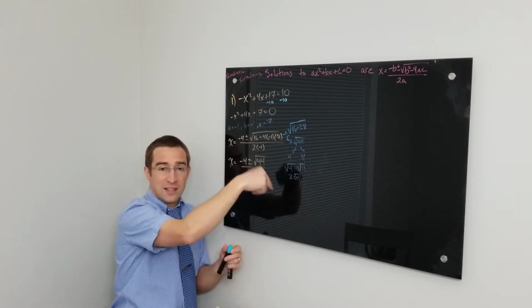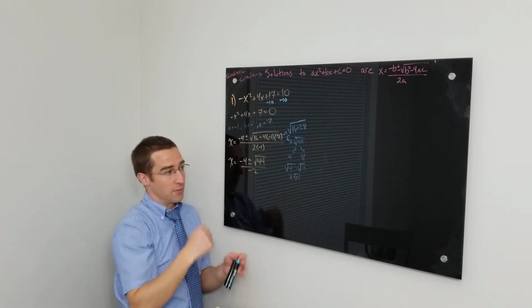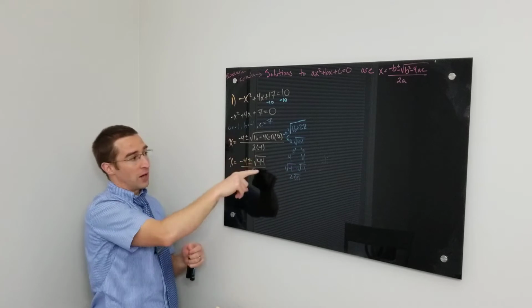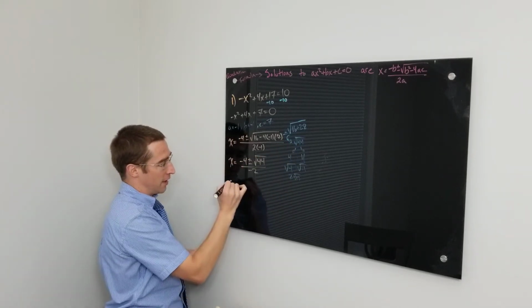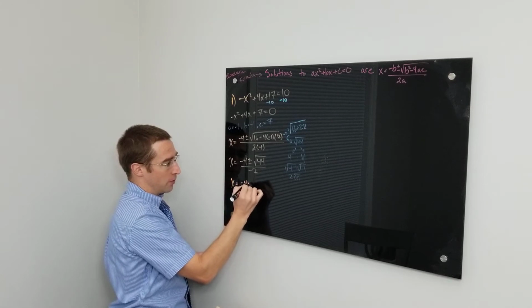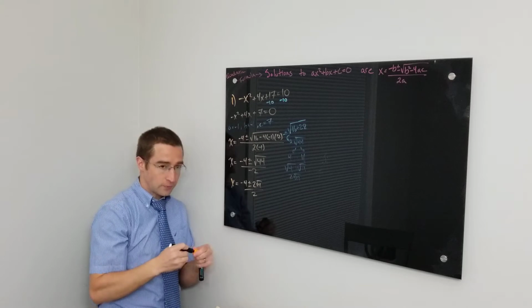Remember, we did this in section 9.2 when we were solving by working backwards, solving by square roots. So here I can rewrite this square root of 44 as 2 times the square root of 11. So here x equals negative 4 plus or minus 2 square roots of 11 over 2.